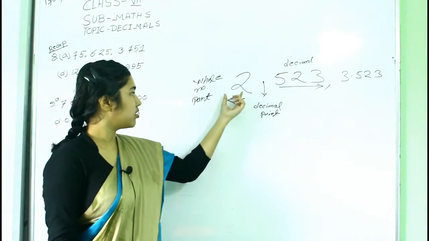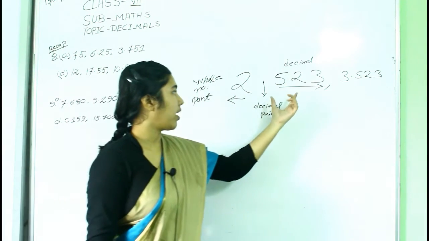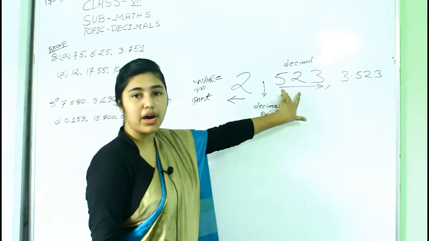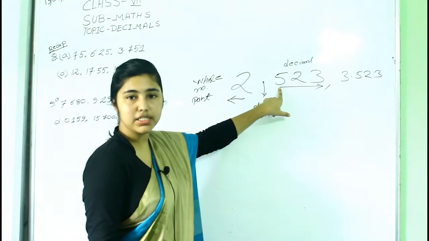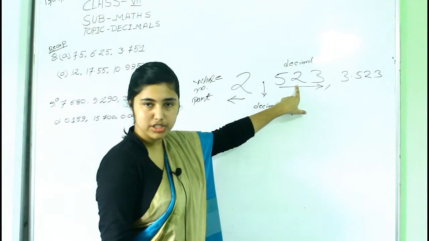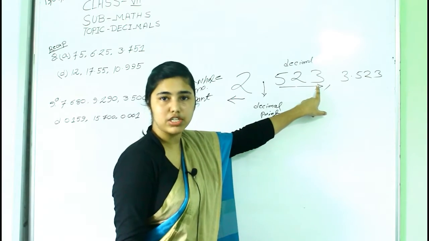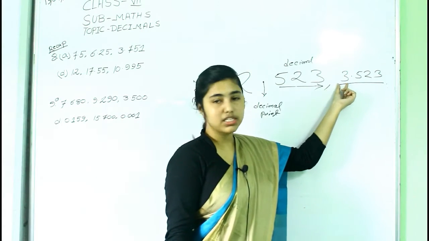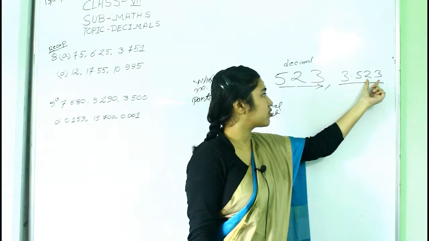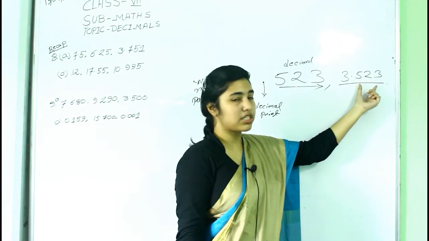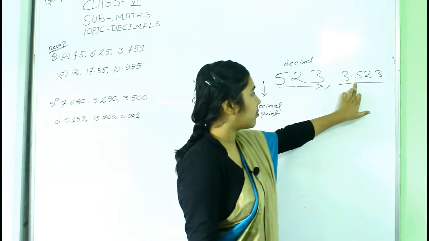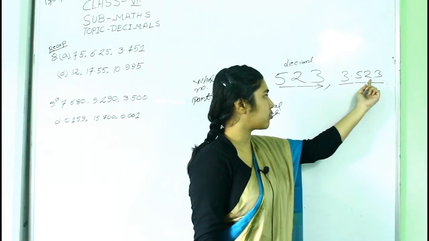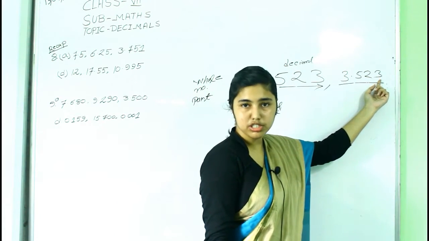So in this number, 2 is our whole number and 5 to 3 is the decimal part, where in the decimal part we have 3 digits. First place is tenths place, second place is hundredths place, and third place is thousandths place. In this number also 3 is our whole number and 5 to 3 is our decimal part. In this number we also have 3 decimal places: first one tenths place, second one hundredths place, and third one thousandths place.